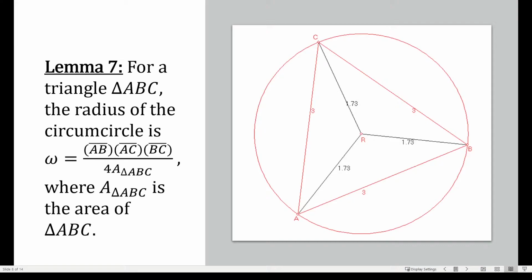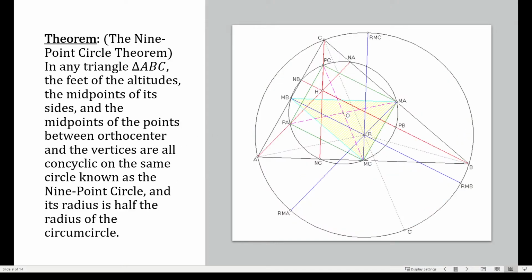Lemma 7 states that for a triangle ABC, the radius of the circumcircle is the multiplication of the length of all of the sides of the triangle divided by 4 times the area of the triangle. Now, with these lemmas, we can prove the theorem of the 9-point circle.